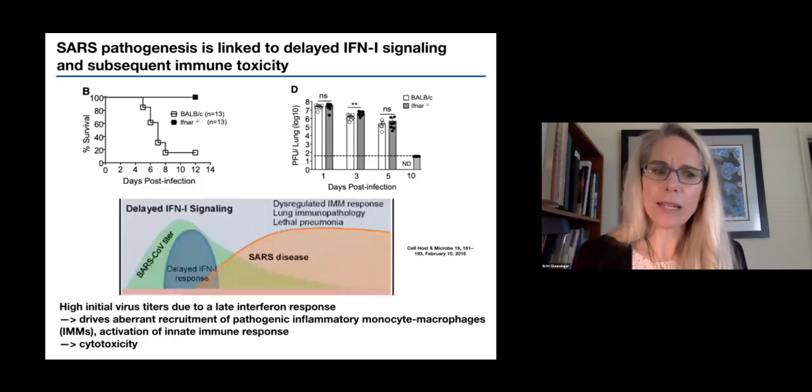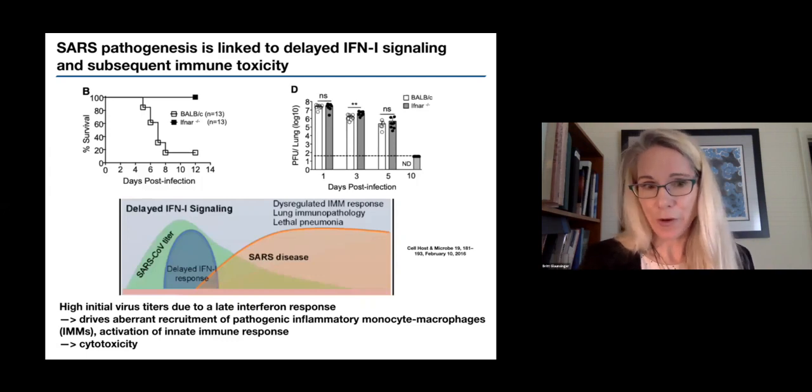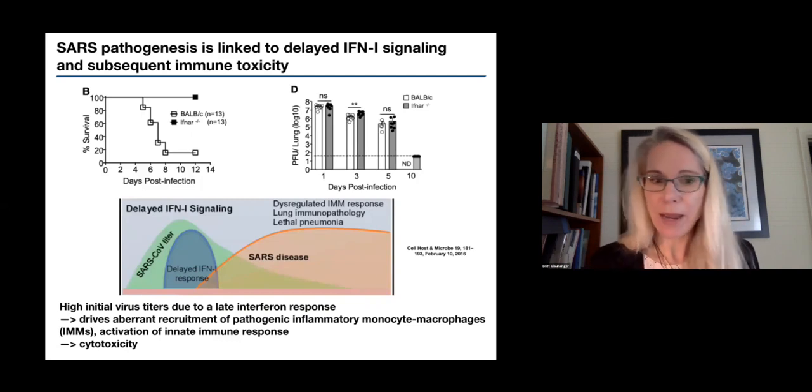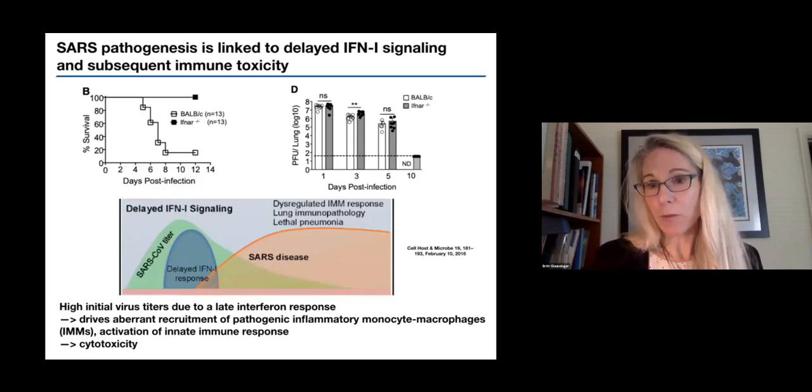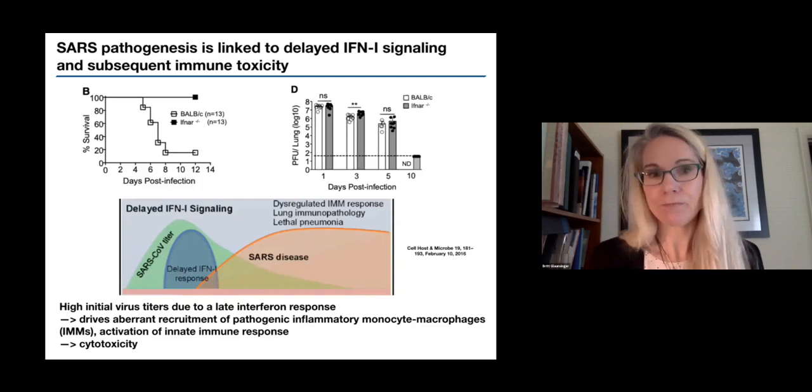And so the model is that these high initial virus titers are due to a late interferon response that drives aberrant recruitment of pathogenic inflammatory monocyte macrophages, activation of the innate immune response, and cytotoxicity. And this is happening in the lung, which is what's causing the severe respiratory distress syndrome, is the pathology that the immune system is causing in that lung that is basically too much, too late.